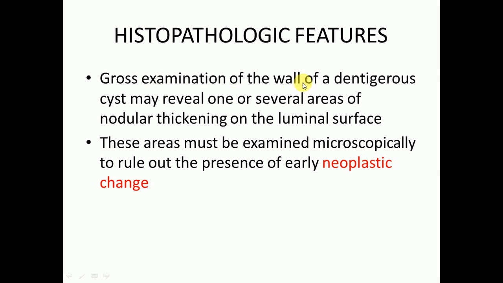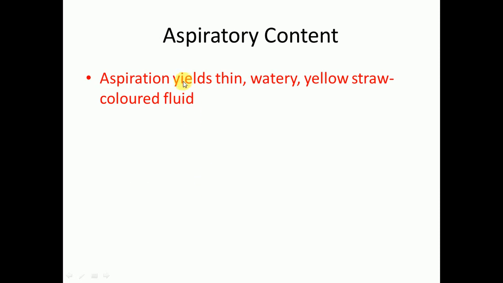Gross examination of the wall of the dentigerous cyst may reveal one or several areas of nodular thickening on the luminal surface. This point is very important as far as neoplastic change is concerned. These areas must be examined macroscopically to rule out the presence of early neoplastic change. If you aspirate the cyst, it will yield thin watery yellow straw colored fluid, and if you talk about the odontogenic keratocyst, that will yield creamy whitish and odorless fluid, and here it is thin watery yellow straw colored fluid.